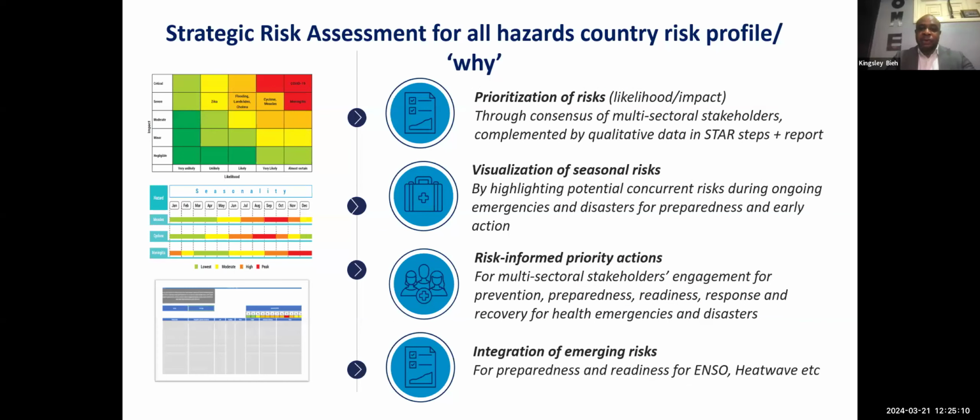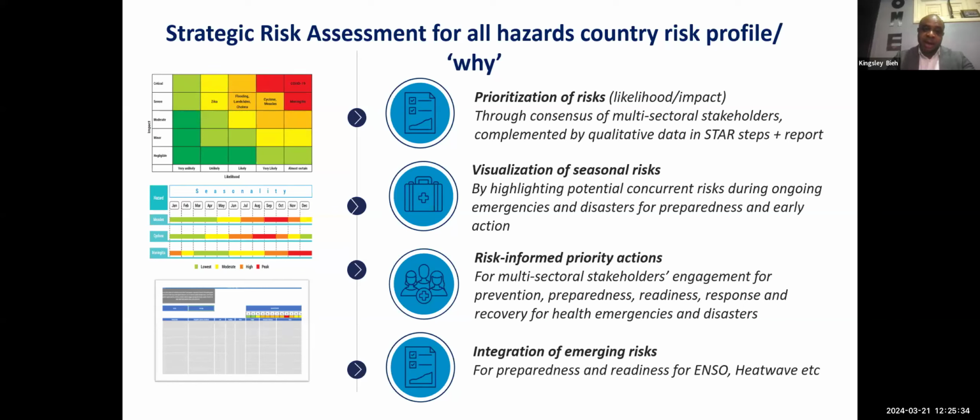So why develop the country risk profile? I think Raj showed these three outcomes of the STAR in his presentation as well. The first output of STAR that I would like to present here is the 5x5 risk matrix, which prioritizes all the risk. It plots the likelihoods and the impact of risk.